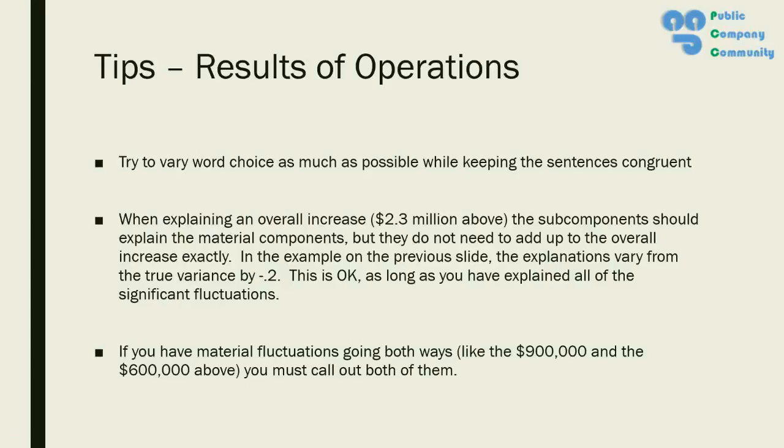Like in that example above, if you actually do the math, we've only explained $2.1 million of the variance, leaving 0.2 left to explain. Now, I don't like to explain it down to the penny, or in this case down to the 100,000. It doesn't need to be. And anything that's that small, it's not going to be material. Another thing, if you have material fluctuations going both ways, like we had the 900 and the 600 above, you've got to call them both out.